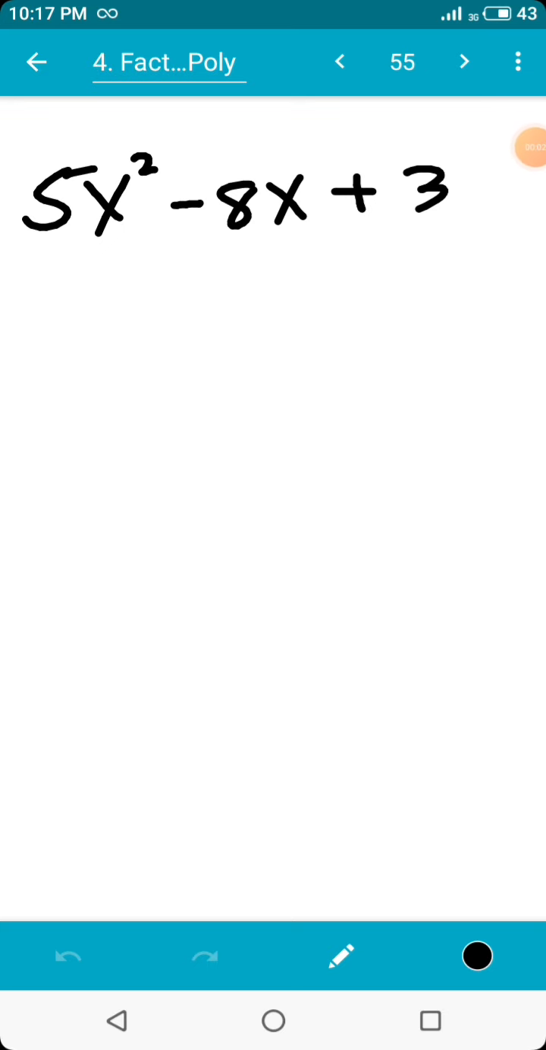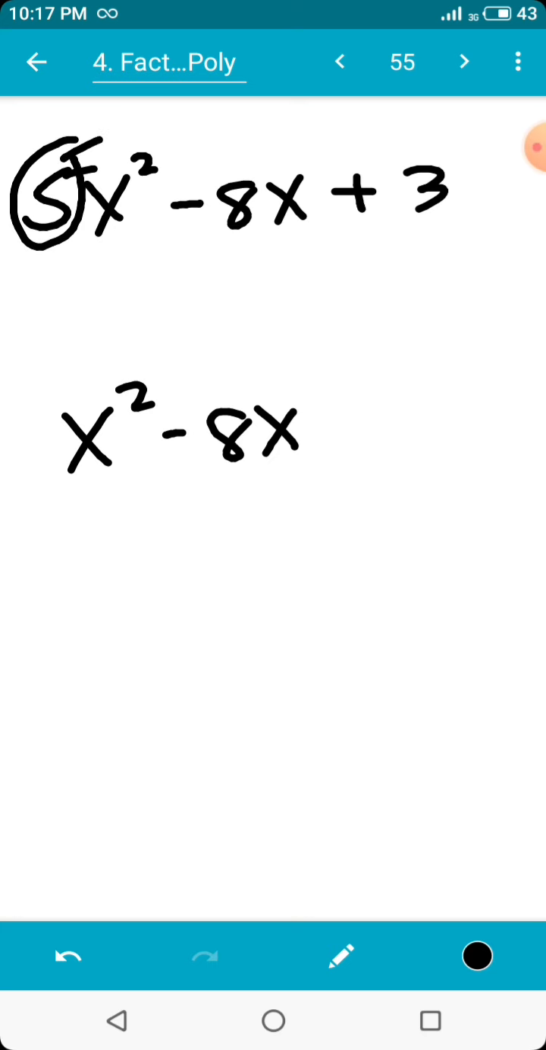Okay, so kunin natin yung factors ng 5x squared minus x minus 8x plus 3. So, kung mapapansin nyo, yung x squared natin, meron na tayong coefficient na more than 1. Okay? So, gagamit tayo ng mas madaling way. So, dito, ang gagamitin muna natin, or gagawin muna natin, is ibababa natin to. Okay? So, it will become now x squared minus 8x. And then, itong coefficient natin, at saka itong constant term natin, ita-times natin. So, that is positive 15.